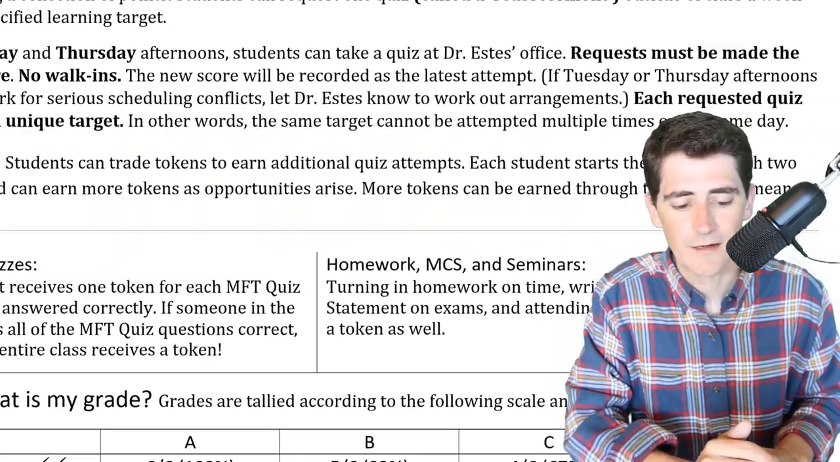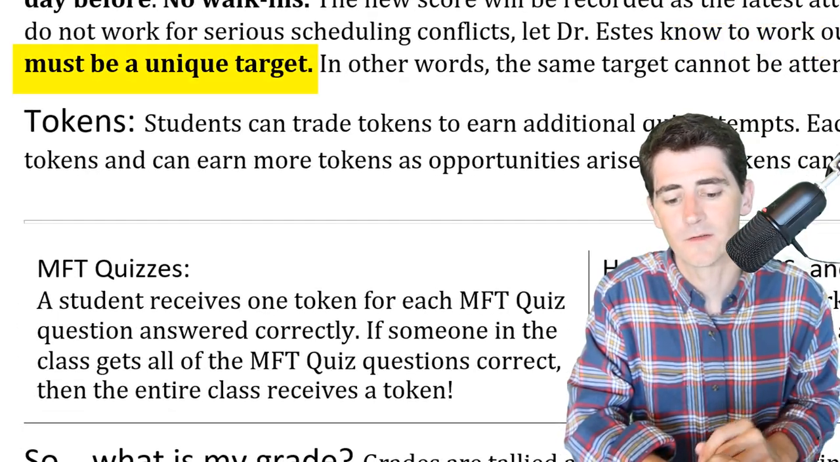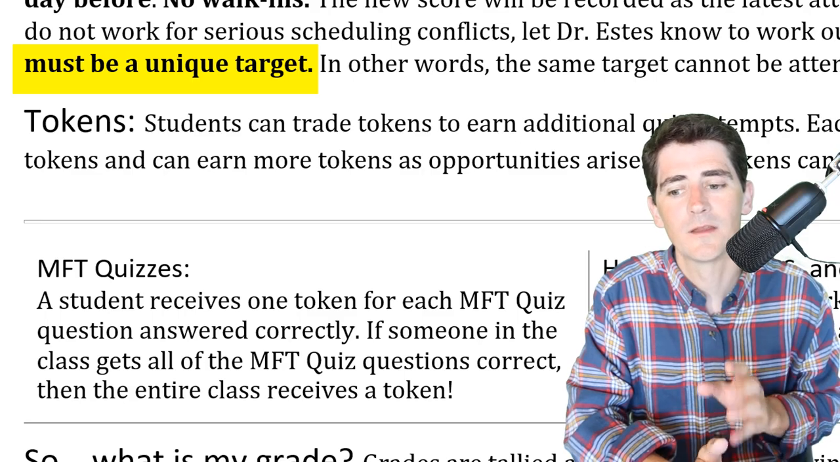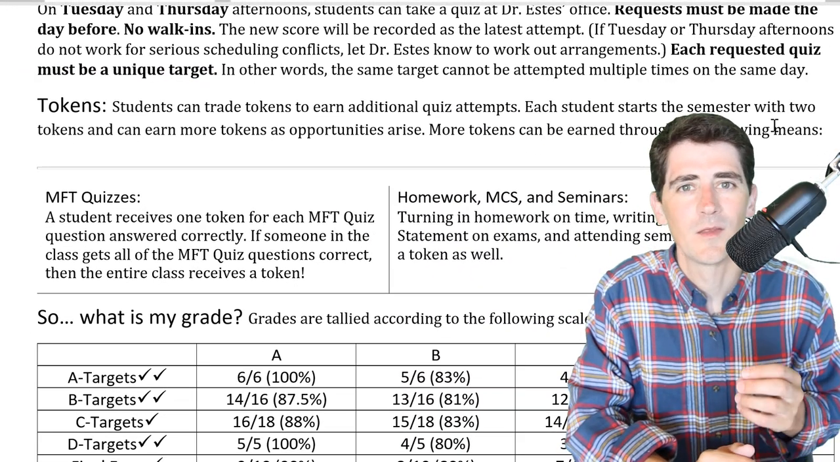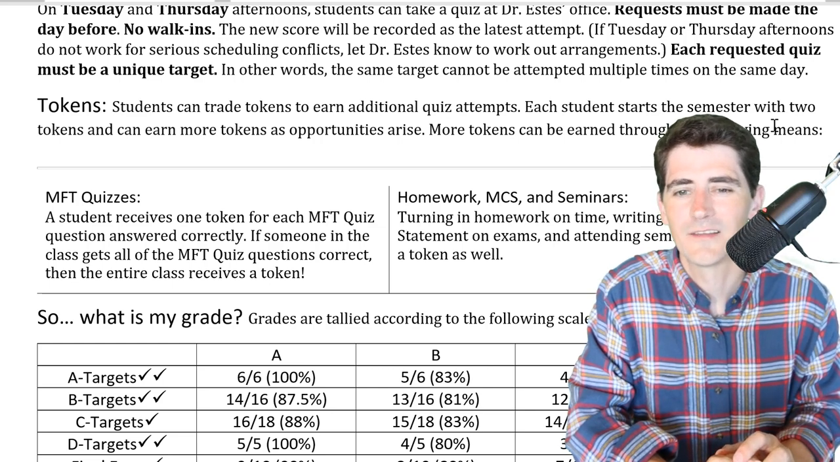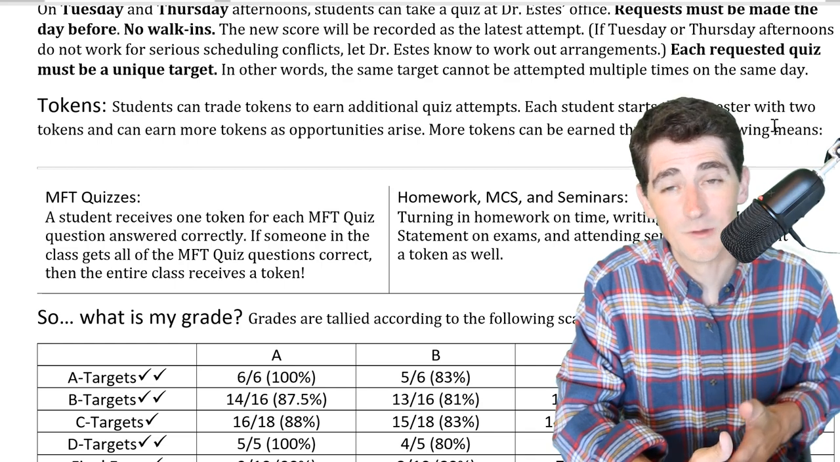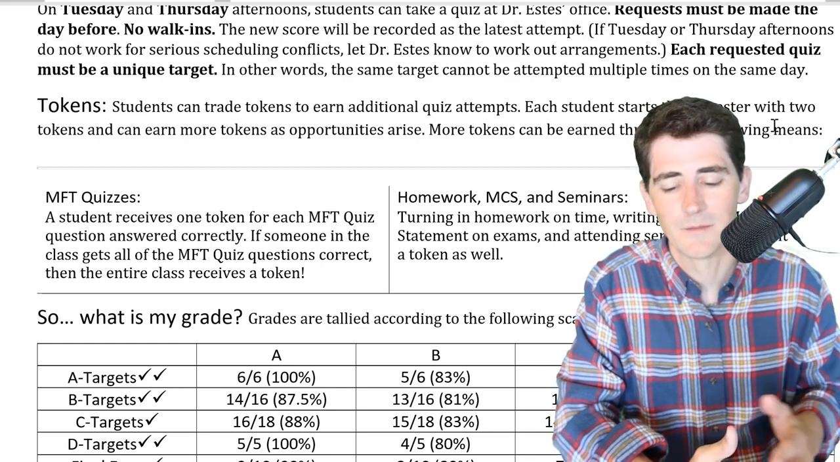I also recently added this bold sentence here: each requested quiz must be a unique target. I had some students coming in who crammed really hard for a certain thing, and they wanted 2 of those targets back to back, and then they're done. I realized they're kind of gaming the system again, right? So you cannot take 2 of the same target at the same time.